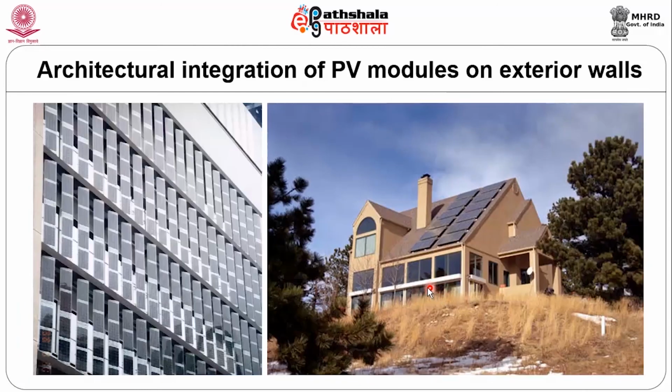And here there is architectural integration of PV modules on exterior walls. In buildings, on all the exterior walls we can fix solar PV panels, and they do not occupy extra area. It gives an aesthetic view also, and it generates electricity that could be used for all lighting and fans inside the building. And this is a home, upon which solar PV panels are fixed and electricity is generated, and all home appliances can be operated with the electricity produced from the solar PV panel.